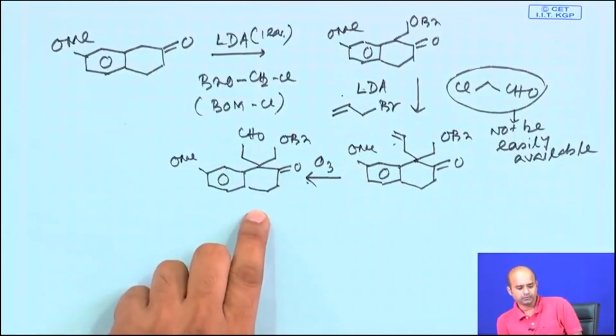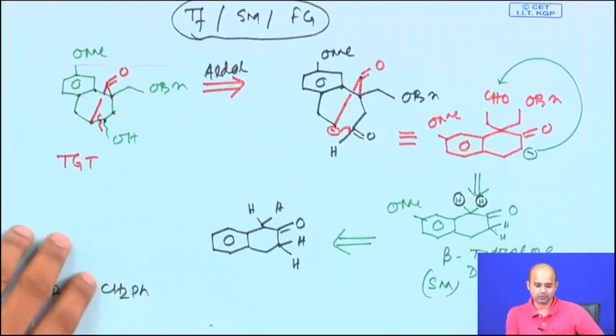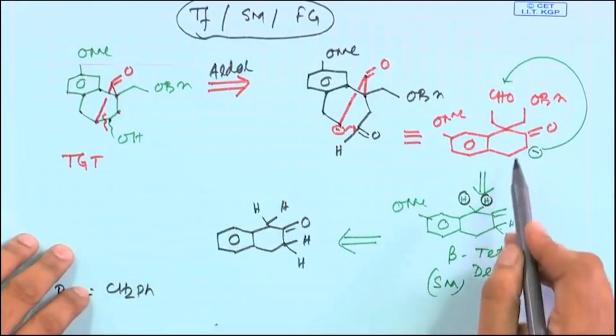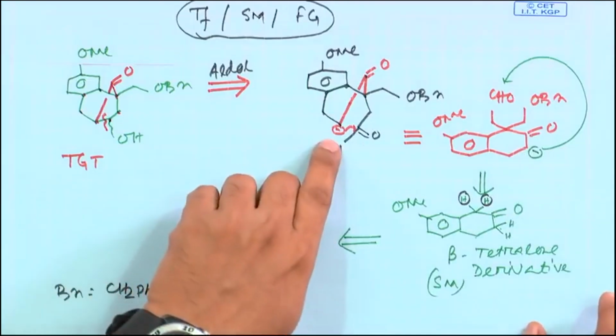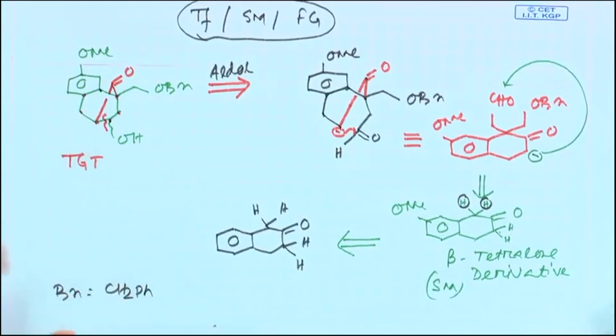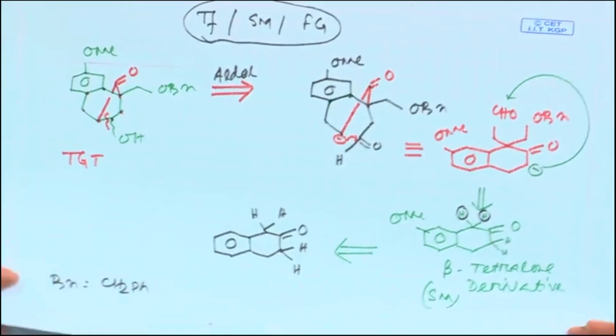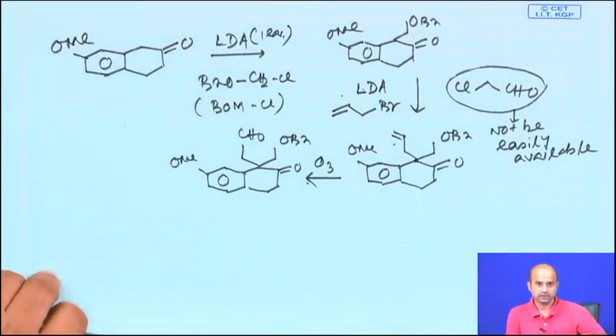Now, this compound you can try to go back to the original retro. It is nothing but this. You try to draw it in this way and then do an intramolecular aldol. You can now finish off the retro in an elegant way. So, that was basically a very useful simplification.